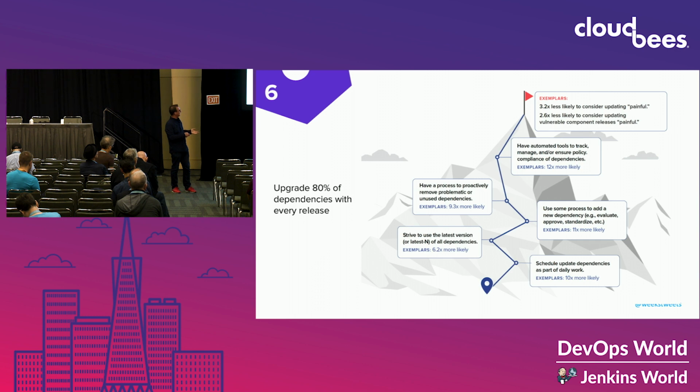Do you have some process in place to update dependencies? Do you have automated tools that are helping you update these dependencies within your environment? And where these things were taking place, and they were taking place 10 times more likely in the exemplar groups that we had identified through the survey data, they were 3.2 or 2.6 times less likely to consider updating components as onerous or painful within their environments, or updating dependencies when a vulnerability was found in one of these and I needed to update it.